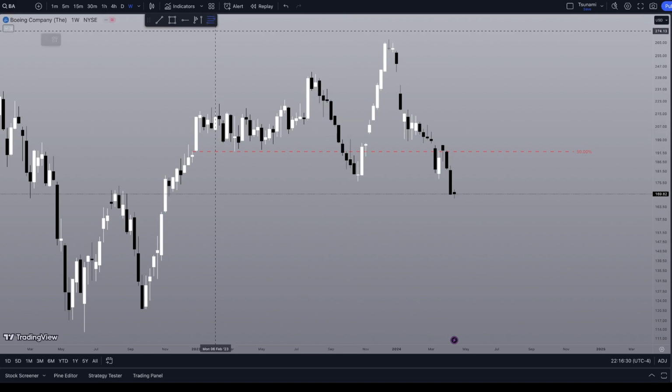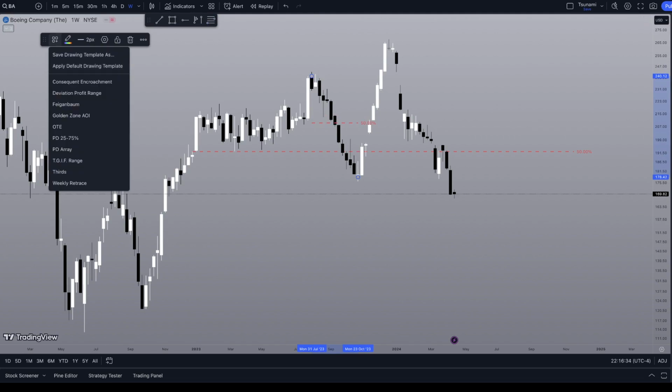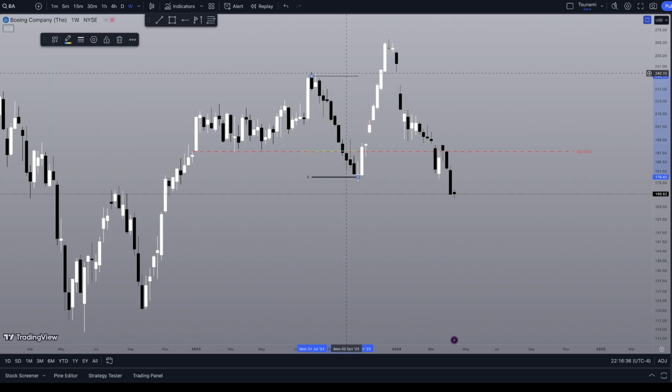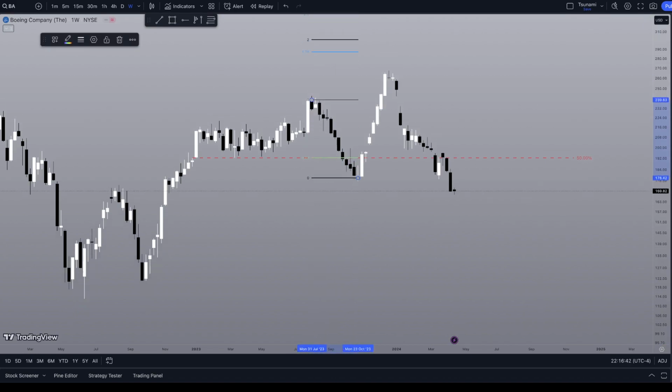standard deviations come in, because once you have something like this, right, this is the weekly, and you push past the premium and you don't make it to your deviation targets. These are your lowest deviation targets, right? Which is 1.78, 2, and maybe 2.5. This 2.5 is where you would expect a real rejection to come from.